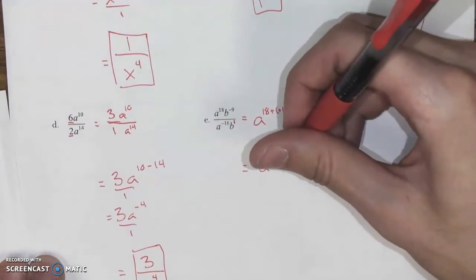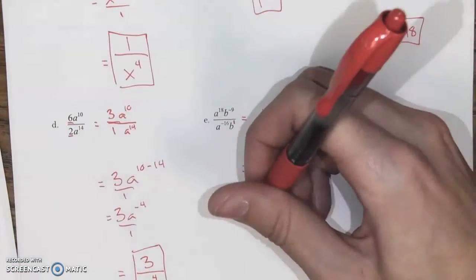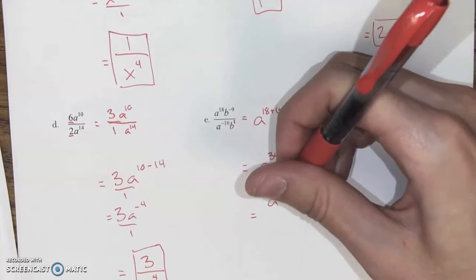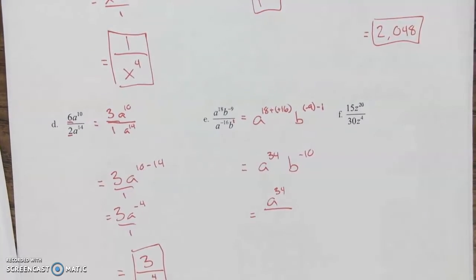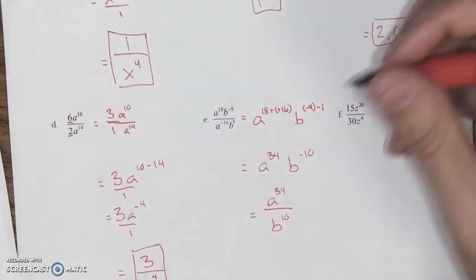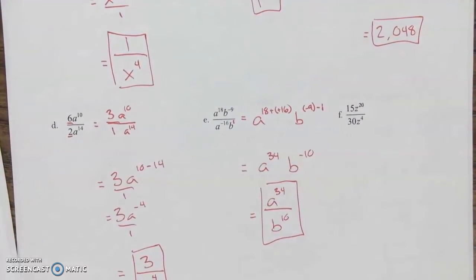Negative 9 minus 1 is negative 10. Again, we don't want any negative exponents, so we've got to move that. The a to the 34 does not have a negative exponent, so that stays in the top of our fraction. And the b to the 10th moves to the bottom. And then we flip it to a positive exponent. So we have a to the 34 over b to the positive 10.